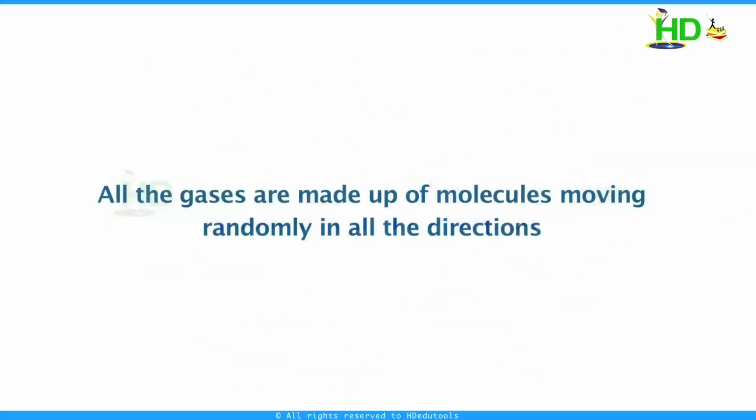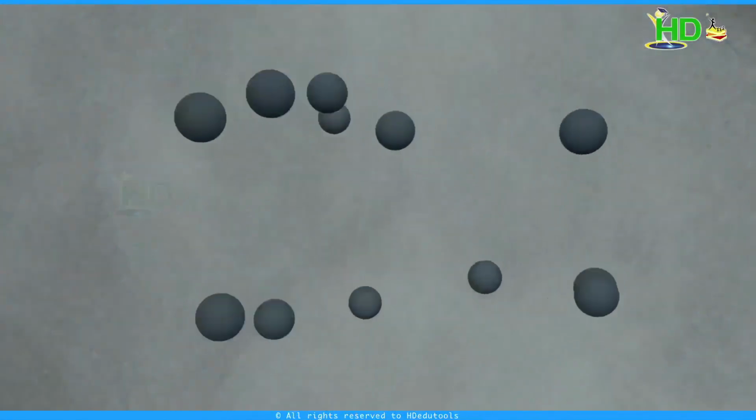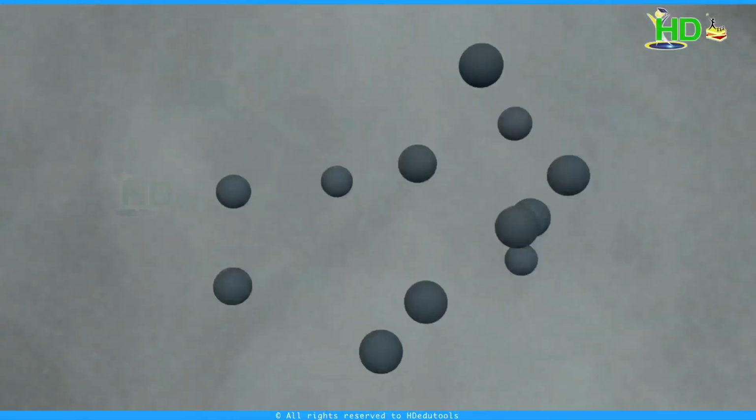All gases are made up of molecules moving randomly in all the directions. Suppose we consider this is a gas sample. Here you can find this gas is made up of molecules which are moving randomly as are seen in the figure.